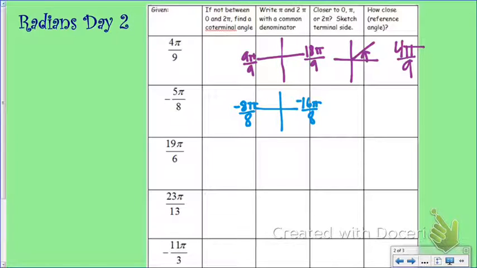So now I just have to figure out which one it's closest to in that negative direction, and I'm going to sketch my terminal side. I know this angle is closest to pi, so it's still going to fall in the third quadrant, and I've traveled in the negative direction 5 pi over 8. So that's what my angle would look like. And then I just need to find how much is that in-between area, and that's going to be my reference angle. So in this case, I know it's a distance to pi to the straight line, so that straight line would be 8 pi over 8.